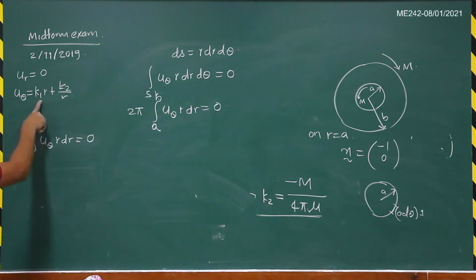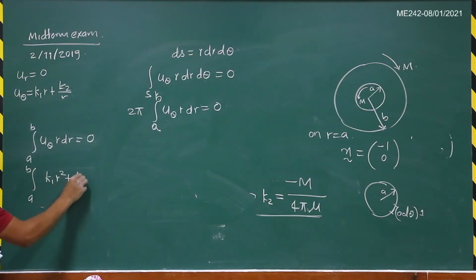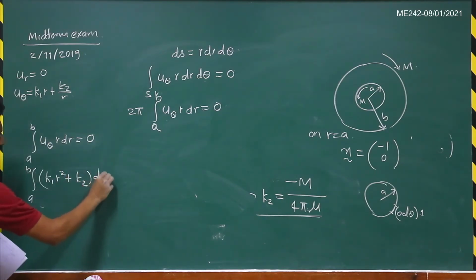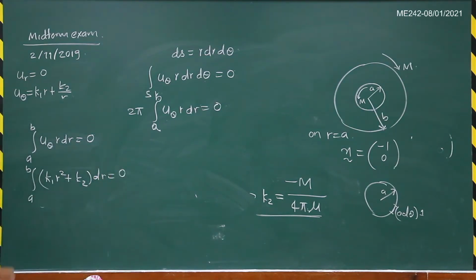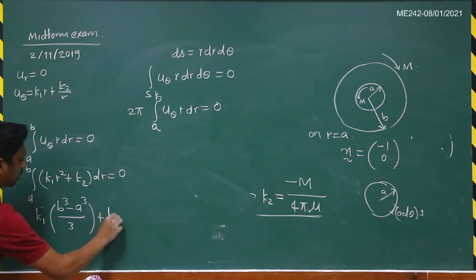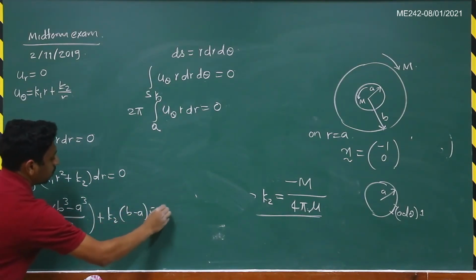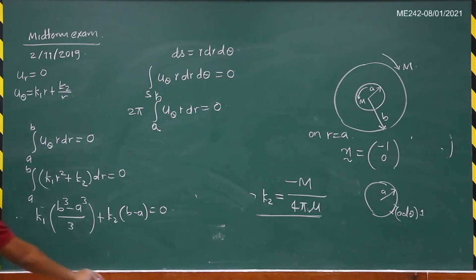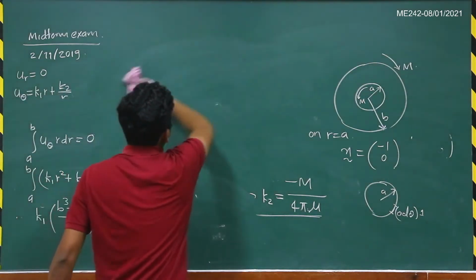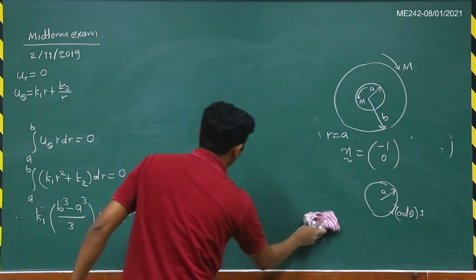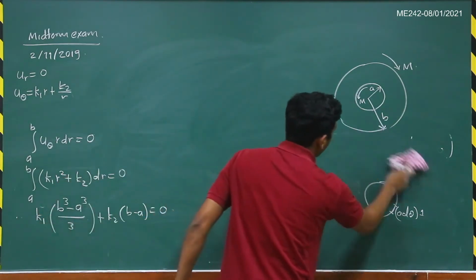Now we put in the expression for u theta, multiplied by r, which is k1 r square plus k2, integrated over dr, equal to 0. By solving this, we get k1 times b cube minus a cube over 3, plus k2 times b minus a, equal to 0. So let's solve this equation now. We get an equation in terms of k1 and k2, and we have already found the value for k2.